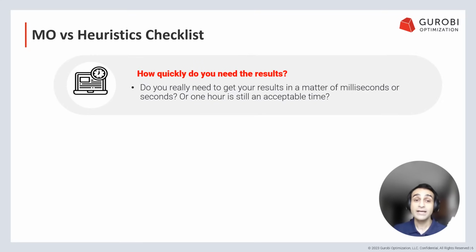Next, you need to ask, how quickly do you need the results? Faster is better, sure, but do you really need to get your results in a matter of milliseconds or seconds? Or is 1 hour still an acceptable time? Maybe if you're solving a strategic problem every few years or a few times in a year, then even taking a few days to solve the problem optimally is more valuable than solving it in a few minutes using a heuristic.